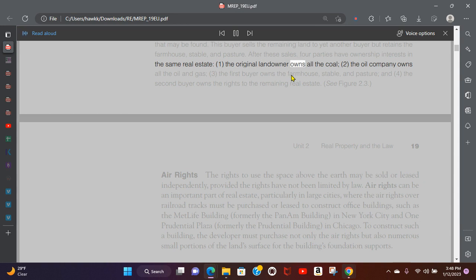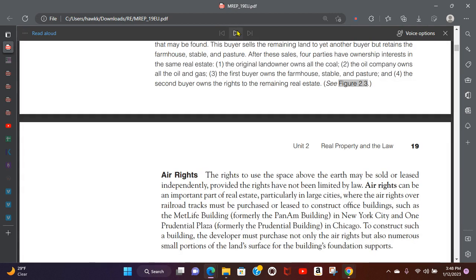1. The original landowner owns all the coal. 2. The oil company owns all the oil and gas. 3. The first buyer owns the farmhouse, stable, and pasture. And 4. The second buyer owns the rights to the remaining real estate. See Figure 2.3.